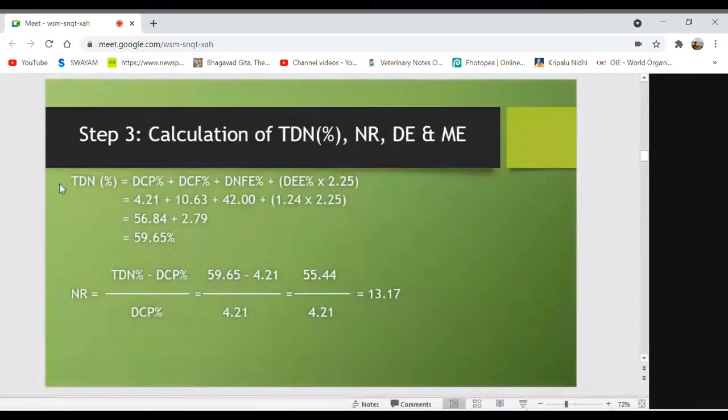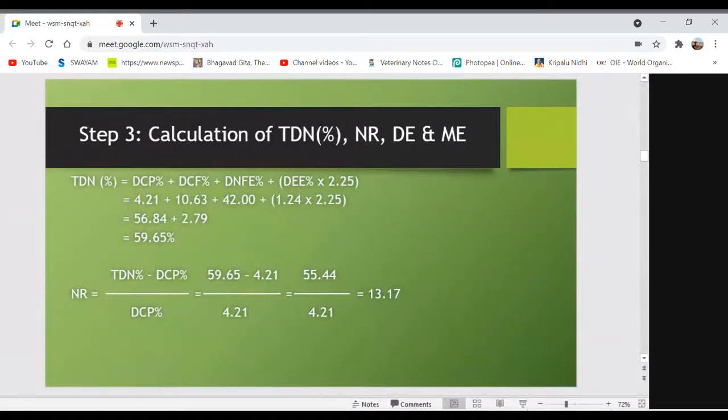What is TDN? TDN is the sum of digestible nutrients of a feed. That is how you can very easily define it: sum of digestible nutrients. These are the digestible nutrients, isn't it? The total sum of digestible nutrients of a feed is the TDN percentage, and nutritive ratio is the ratio of the sum of the digestible non-nitrogenous nutrients divided by digestible nitrogenous nutrient.